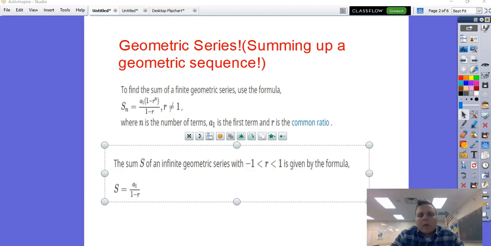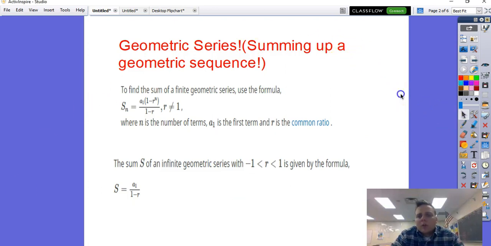Okay, we're going to talk very briefly about geometric series, which is simply summing up a geometric sequence. You should remember a sequence is just a set of numbers that follow some pattern. There are two types of patterns we focus on in this class, arithmetic and geometric. And a series just takes that sequence and adds up all the terms that I want.